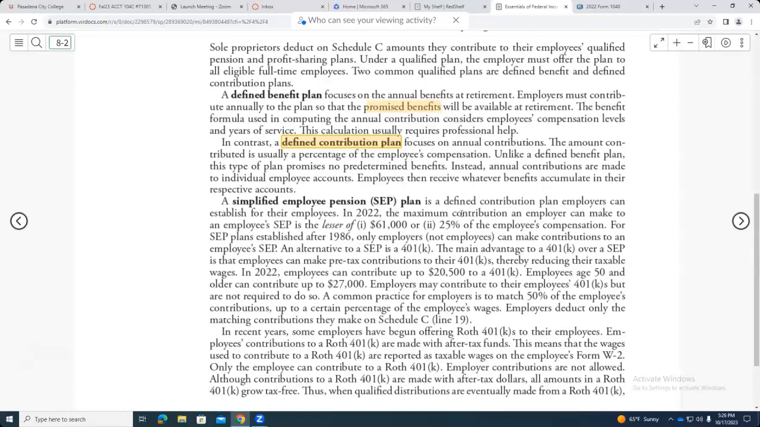In 2022, the maximum contribution an employer can make to an employee's SEP is the lesser of either $61,000 or 25% of the employee's compensation. Let's say an employee has $100,000 compensation. 25% of 100,000 is 25,000. So they go with the lesser of 61,000 or 25%.